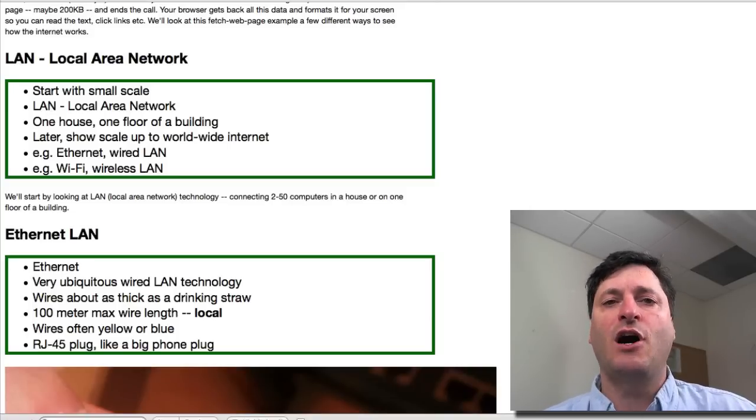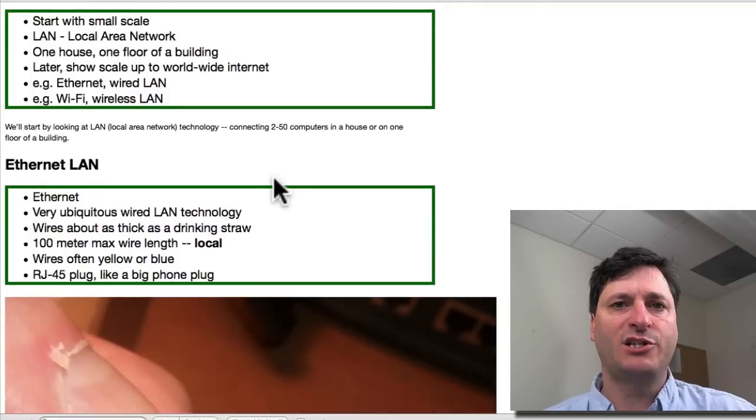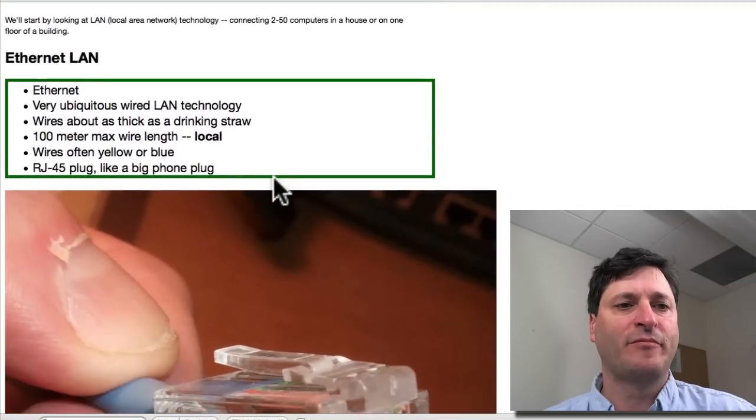So two very common examples of LAN technology are Ethernet, which uses wires, that's wired LAN technology, and Wi-Fi, which is the wireless radio analog to Ethernet. Those are both incredibly common, so those are worth seeing. So let's talk about wired Ethernet first.